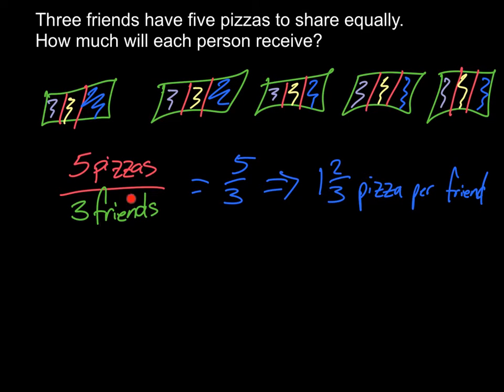As we simplified it, we took our 5 pizzas by 3 friends, wrote it as 5 over 3 because you have 5 pizzas divided by 3 friends, and simplified it so that each person receives 1 2/3. And you notice I said pizza per friend, and that's going to help you when we get into rates.